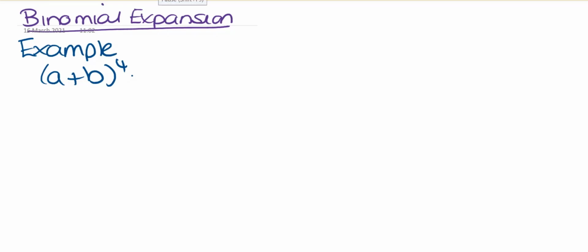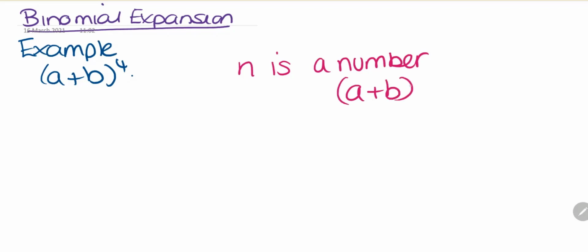Binomial expansion. So this is the binomial theorem when we want to multiply with binomials. The key concept is n is a natural number. So n is a number. And we have a plus b, and this will be to the power of n. So we're going to use nCr, where n is going to be this power.